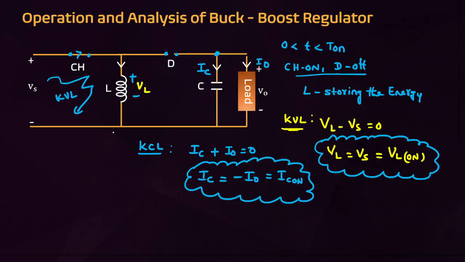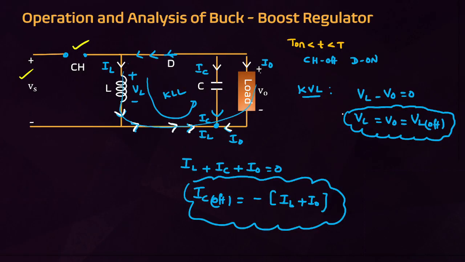Then, what is the operation and analysis of buck boost regulator? If the chopper is in on state, this is the voltage across the inductor, and this is the capacitor current. If the chopper is in off state, this is the voltage across the inductor, and this is the current through the capacitor. Direct formulas it is asking, that's why I'm telling this statement.